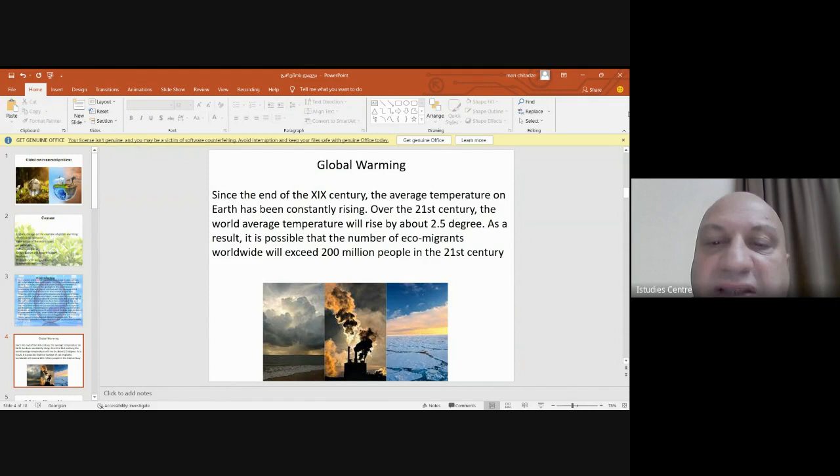With your permission, I would just like to mention, related to global warming, that according to the Oxford University Encyclopedia, over the 21st century the world average temperature will rise by about 2.5 degrees. As a result, it is possible that the number of eco-migrants worldwide will exceed 200 million people within the 21st century. Today, because of international conflicts, internal and interstate conflicts, the number of refugees is about 80 million people. But with regard to ecological catastrophe, it could stretch to about 200 million people.